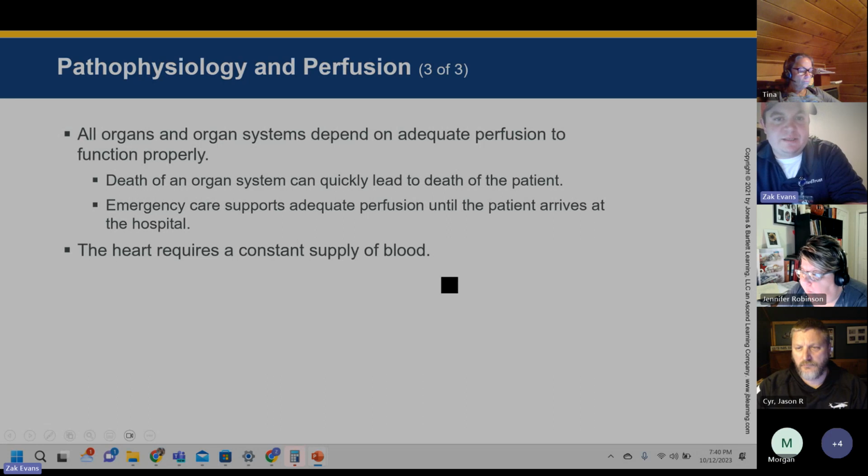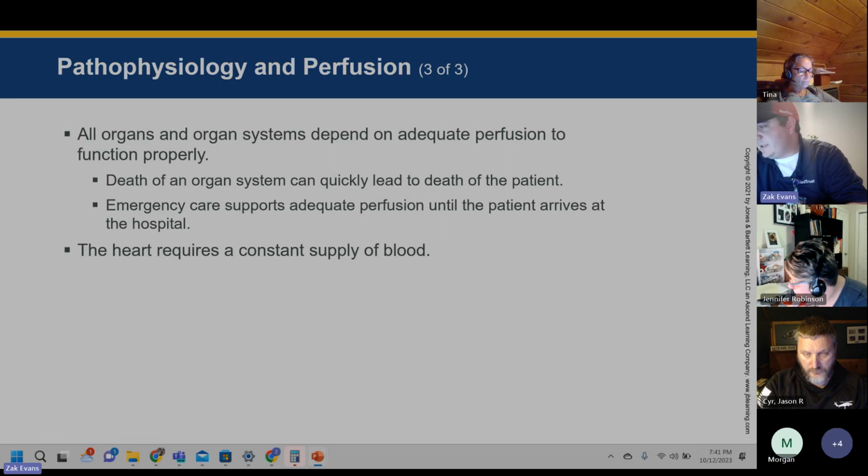Death of an organ system can quickly lead to death of the patient. We know this. If someone's kidneys shut down, someone's heart shuts down, someone's liver shuts down, it usually results in death unless something is done medically to prevent that from happening. Emergency care supports adequate perfusion until the patient arrives at the hospital. The heart requires a constant supply of blood. If the heart runs out of blood, it's game over. There's nothing else we can do.